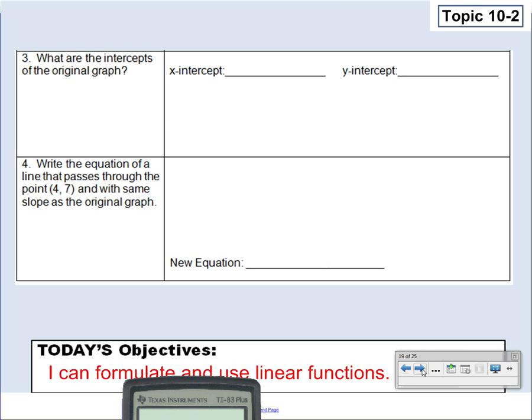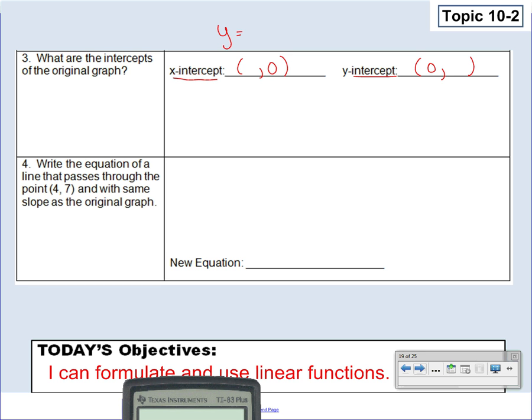Number 3, what are the intercepts of the original graph? So the intercepts, we're looking for the x-intercept and the y-intercept. The x-intercept is where it crosses the x-axis, and at that point your y-coordinate is 0. The y-intercept is where it crosses the y-axis, and at that point your x-coordinate is 0.